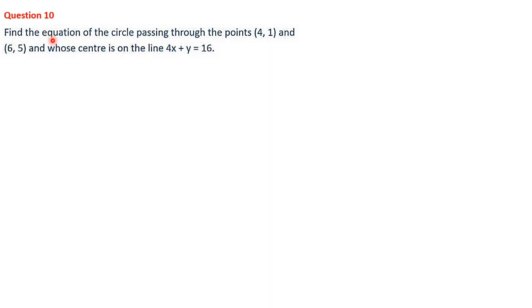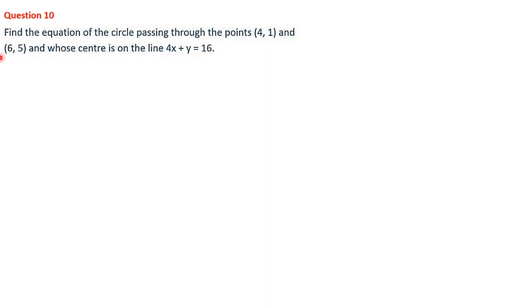Here we are asked to find the equation of a circle, and that circle is passing through the points (4, 1) and (6, 5). There are two conditions: it is passing through (4, 1) and it is passing through (6, 5) also. The center is on the line 4x + y = 16. This is our third condition.